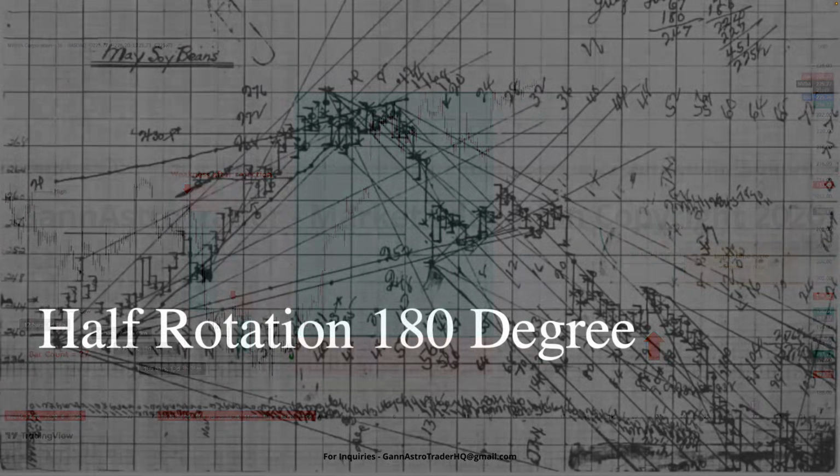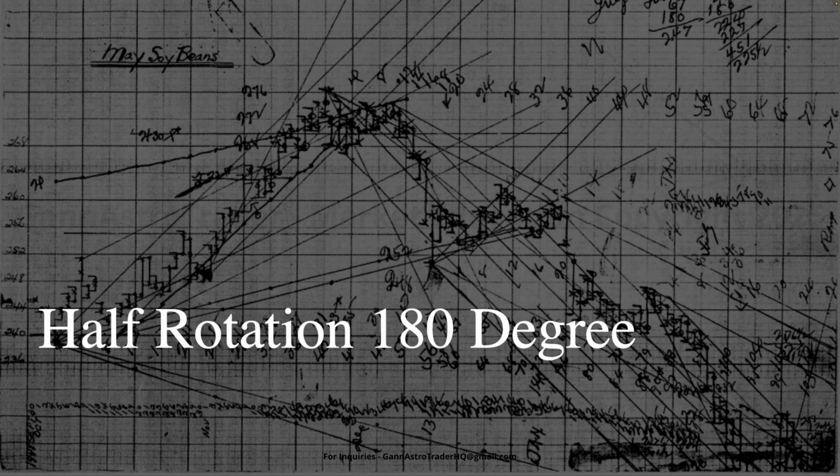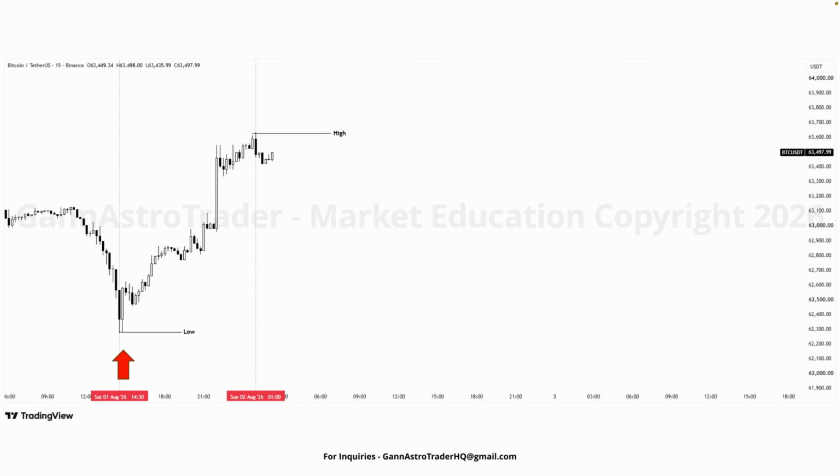This time, we're going to use a half rotation of 180 degrees instead of the full 360-degree rotation on a different asset. Here we're looking at Bitcoin on the 15-minute chart. We begin with a clearly defined swing from a significant low to a subsequent high. The low occurs on August 1st, 2026, at approximately 2:30 p.m., and the high occurs on August 2nd at approximately 1 a.m. Our first step is exactly the same as before.